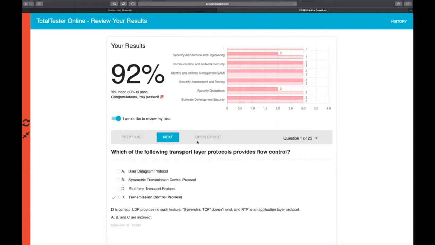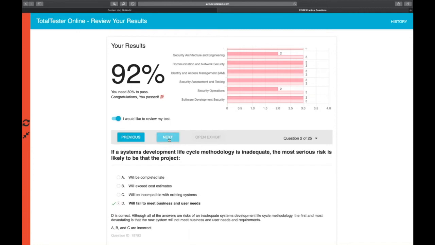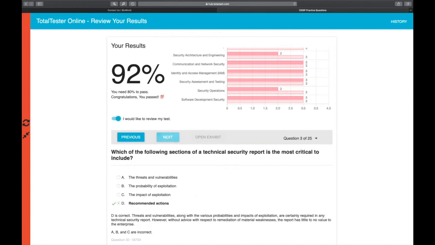So UDP provides no such feature. Symmetric TCP doesn't exist. And RTP is an application layer protocol. So TCP is a transport layer protocol. Although all the answers are risks of an inadequate systems development lifecycle methodology, the first and most devastating is that the new system will not meet business or user needs and requirements.